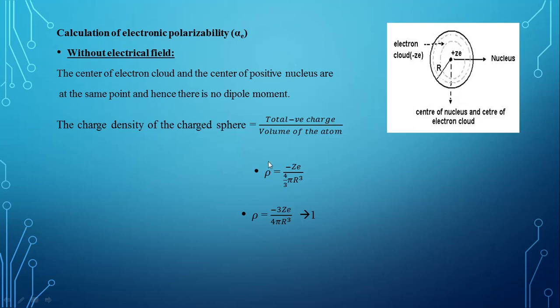The charge density of the charged sphere is given by the total negative charge divided by the volume of the atom. The charge density is represented by the letter rho, which is equal to the total negative charge, minus Ze, divided by the volume of the atom, 4 by 3 pi r cube. Rearranging, the charge density rho equals minus 3 times Ze divided by 4 pi r cube.